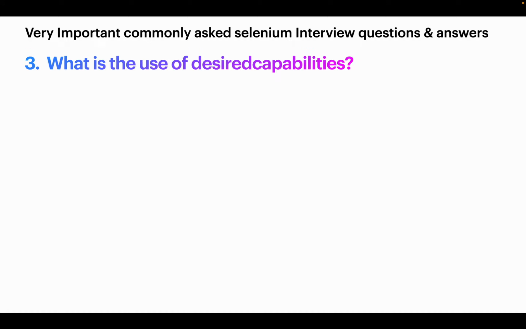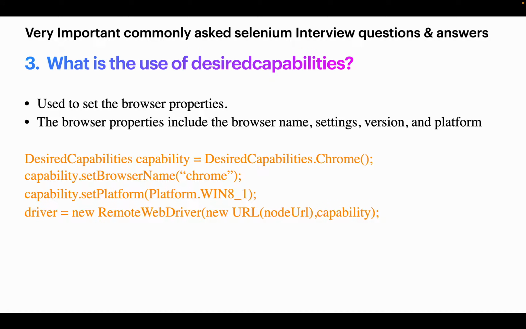What is the use of DesiredCapabilities? This is a common question asked in many interviews. Basically we can set the browser properties like name, settings, versions and platforms, etc. using the DesiredCapabilities properties. You can explain that, and if they ask the syntax, you can explain: DesiredCapabilities capability = DesiredCapabilities.browserName. Capability.setBrowserName and setPlatform are supported in the DesiredCapabilities class. Basically we can set the browser properties using DesiredCapabilities.